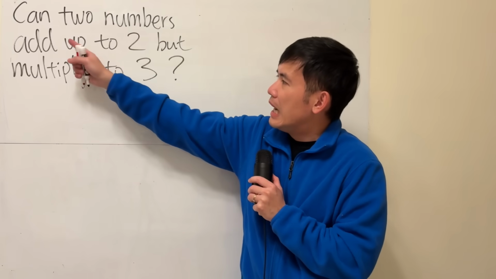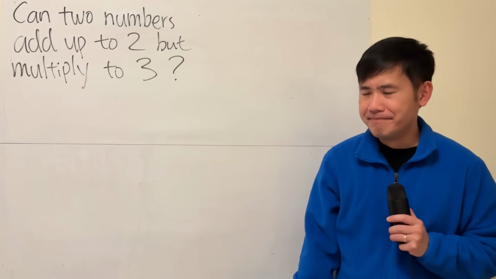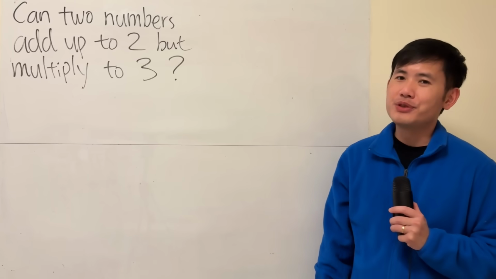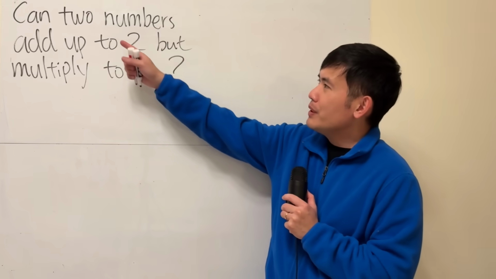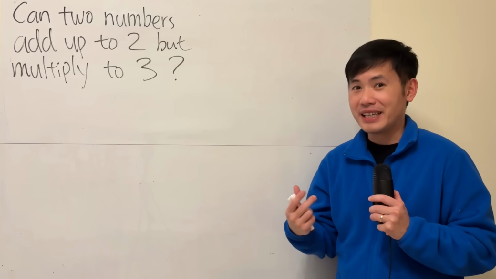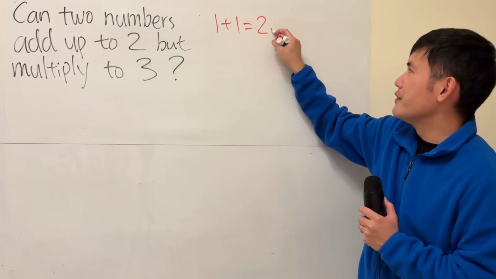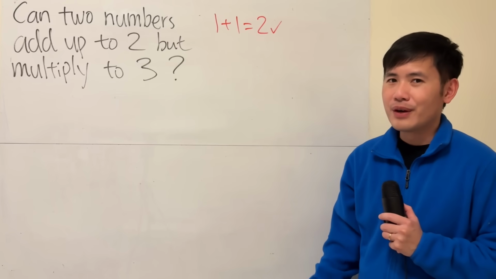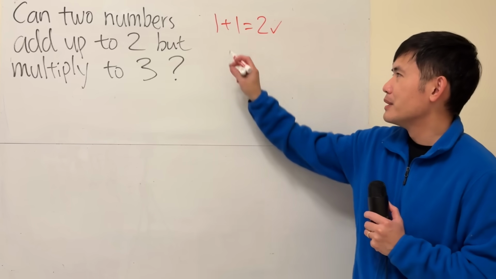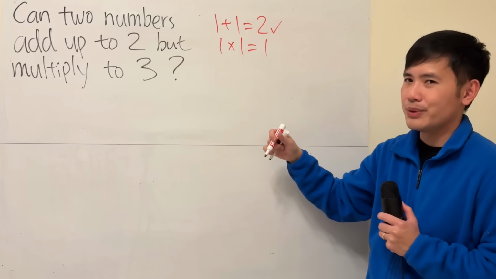Can two numbers add up to 2 but multiply to 3? I think this is a pretty interesting question because when we want to have two numbers add up to 2, I think the natural way to select the two numbers is just 1 and 1, right? 1 plus 1 is definitely equal to 2. However, if you multiply 1 and 1 together, that is not equal to 3. 1 times 1 is just equal to 1.